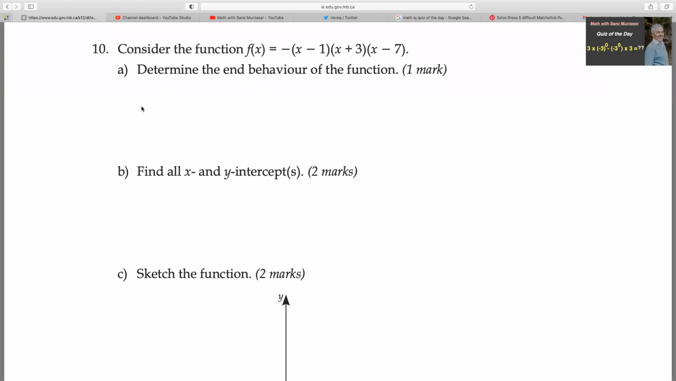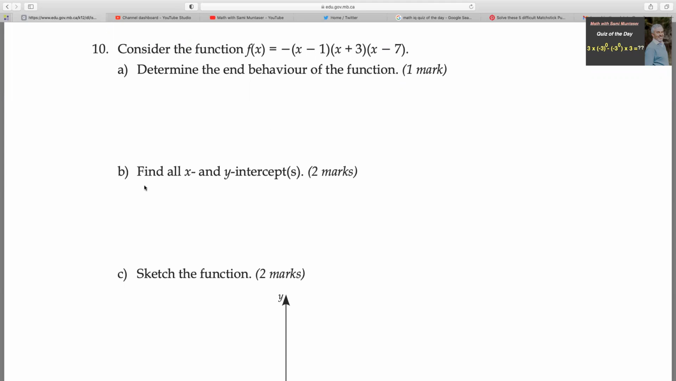So here is the question, polynomials. Determine the end behavior of the function. One mark, find all x and y intercepts. So there we go. I'm going to answer the end behavior as the last thing, because I'm going to show you how to graph it first rather than using memory work. I want you to look at how the graph would look, and then you could tell what the end behavior is. So let's do the x-intercepts first.